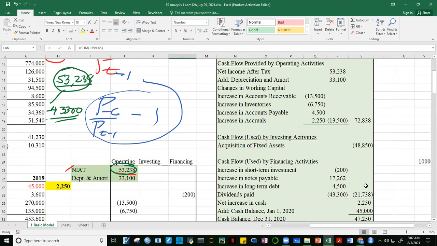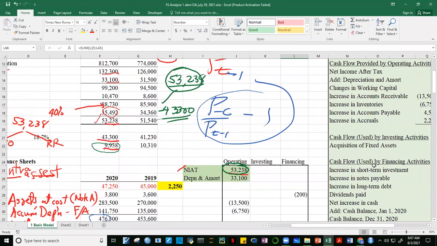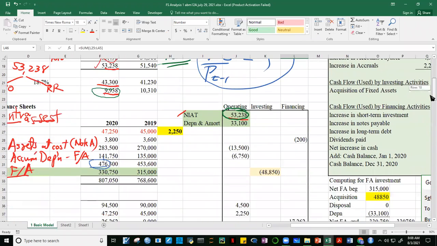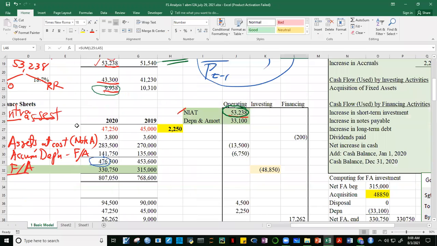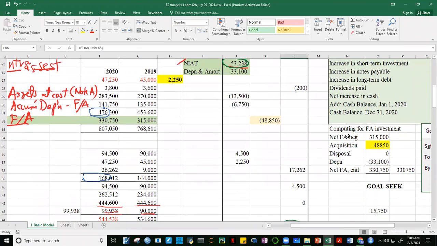naka-separate siya. By the way guys, another reminder, yung sa investing natin, pag net fixed assets yung binigay sa balance sheet, dapat i-compute natin yung acquisition cost. We just don't get the difference between the beginning and the ending. Pero pag ang binigay at cost guys, yun ang gamitin nyo. Huwag nyo gagamitin yung net, kasi yung at cost will give you immediately, automatically, yung in-acquire if there's any.